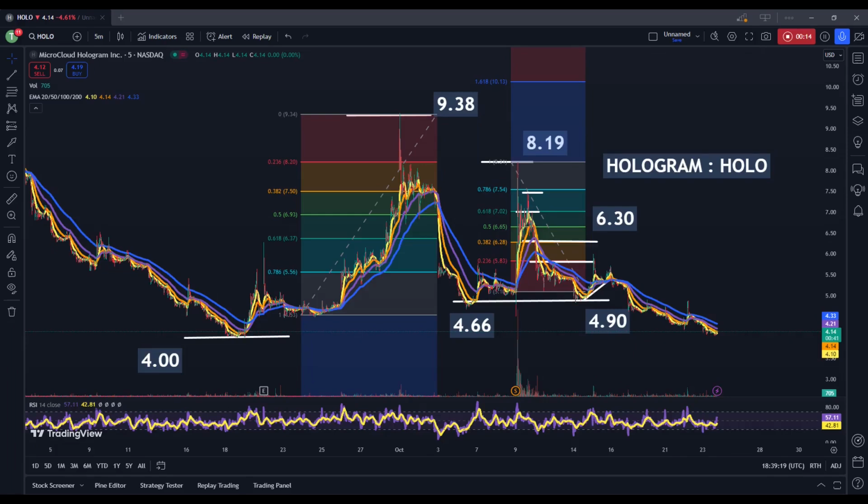We have the current stock market update for MicroCloud Hologram Incorporated, stock ticker HOLO.